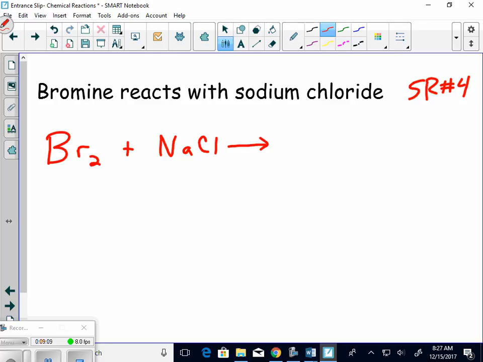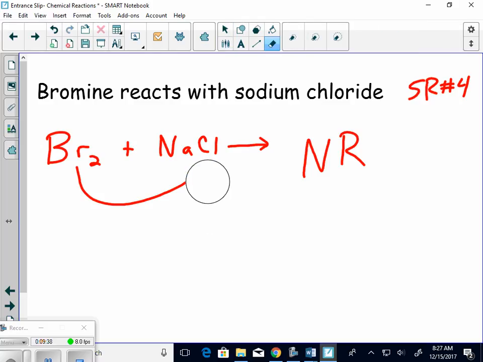Now the thing with this that you have to remember is that this halogen is trying to replace that halogen. So bromine is trying to replace chlorine. Is bromine high enough on the activity series to kick out chlorine? No, it is not. So this is a no reaction. Bromine is not active enough to replace chlorine.